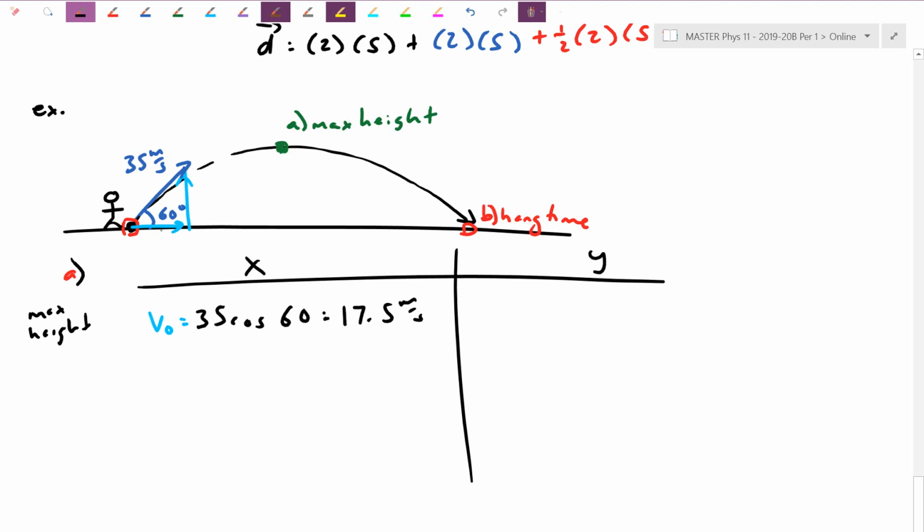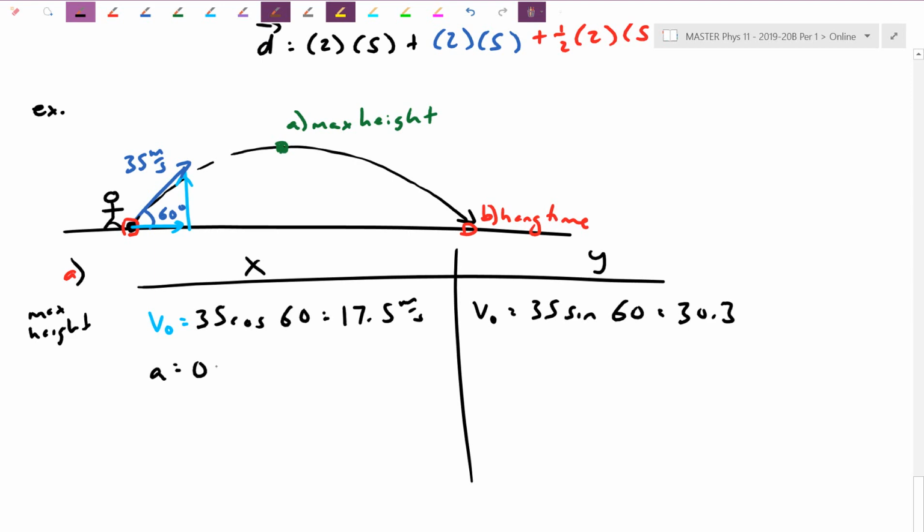Going in the upward direction, we have our v naught, but that's in the y column this time. This time it's going to be 35 sine 60. So 35 sine 60 gives me 30.3. Both of those can be positive because I'm launching it forwards and launching it upwards.